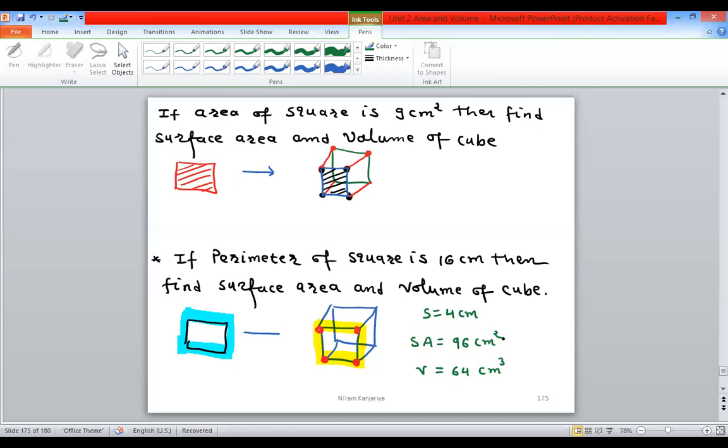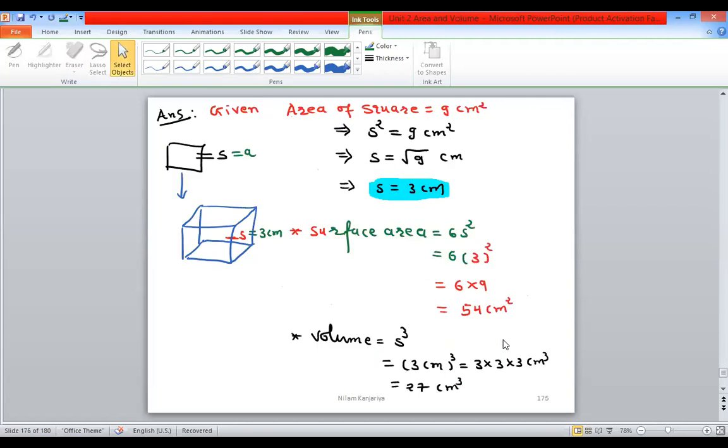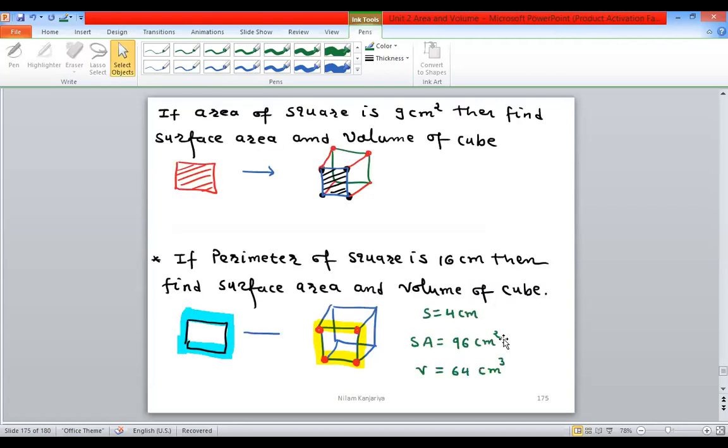So it's a really beautiful answer. Don't forget, we just add one quantity. The surface area always depends on the area. So these are the two examples. Hope you are clear.